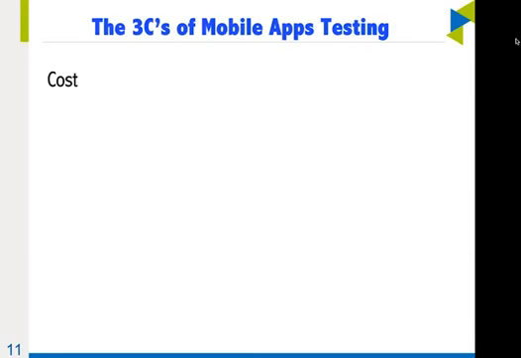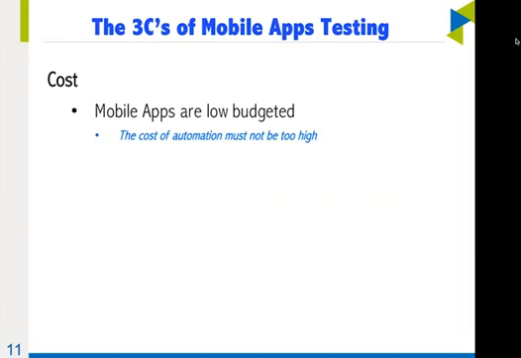Okay, and the last part of it is the cost. Cost is important because mobile apps are low budgeted. The cost of automation must not be too high, because your app development cost is too low. Although we are not saying that your automation or testing cost should not exceed the development cost. It may exceed, but overall as a product, you have a budget. Sometimes automation is helpful, but because of the high cost you are not able to afford it, and hence your testing suffers and your product quality suffers.